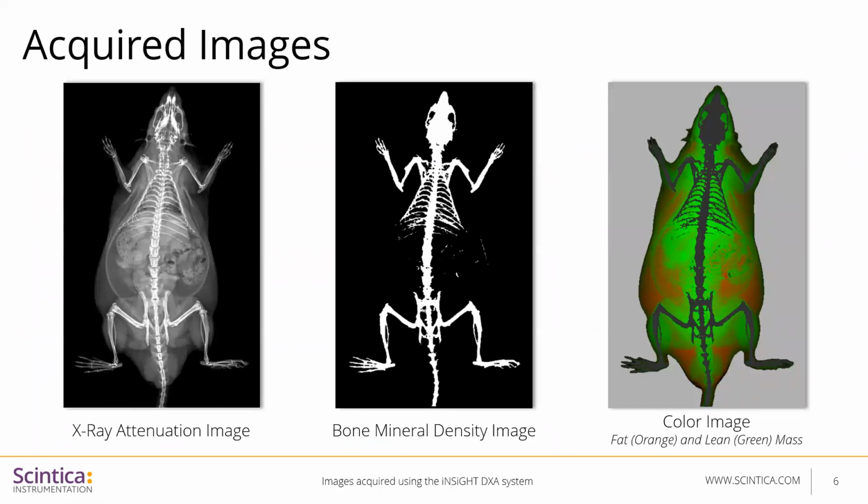We also get images using the iNSiGHT system. So you can see on the left-hand side, the X-ray attenuated image, which you would initially pop up on the screen. The system then uses the different equations that we were talking about to determine if the pixel is either bone, which you can see here, or fat or lean mass. So again, the fat is going to be orange and the lean mass will show up as green.